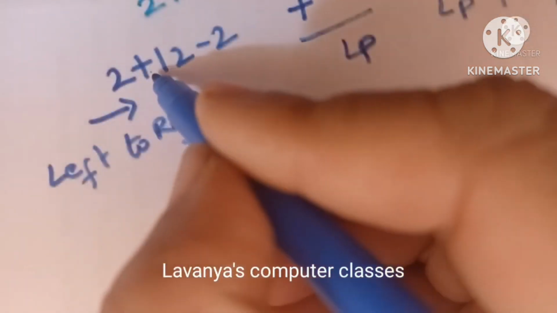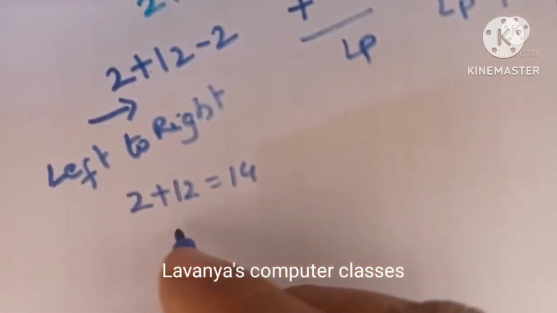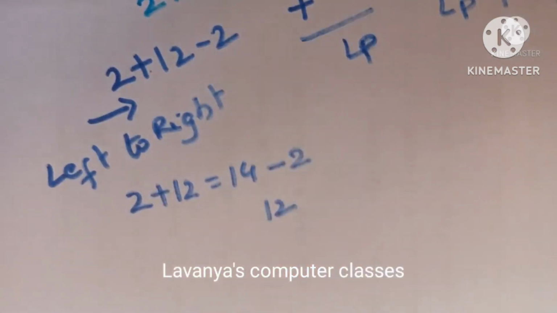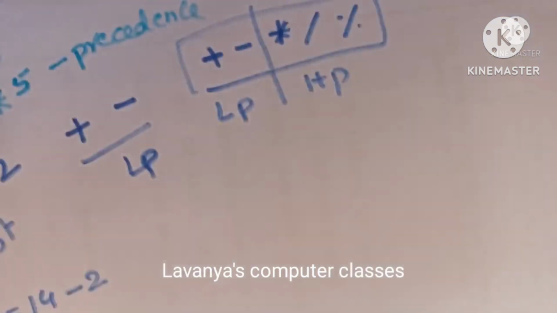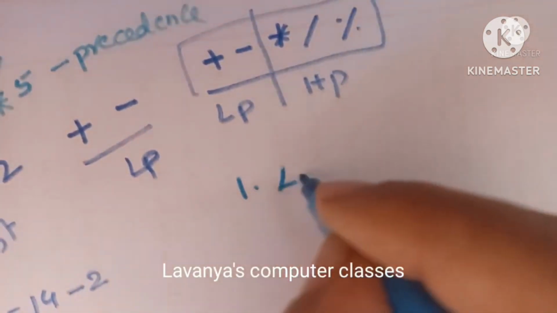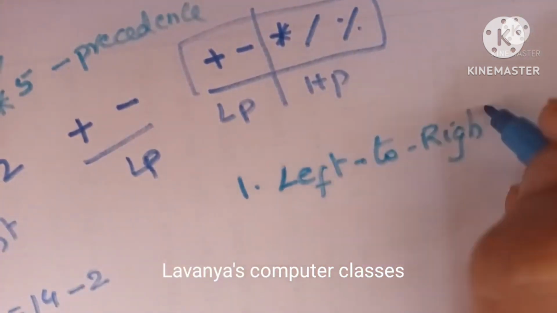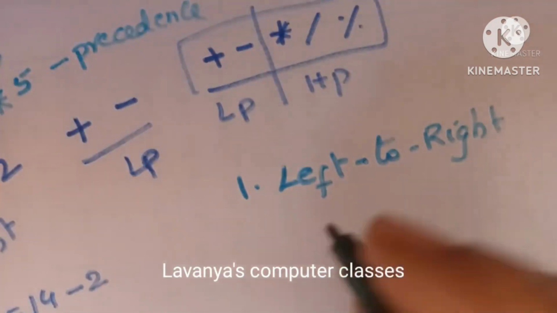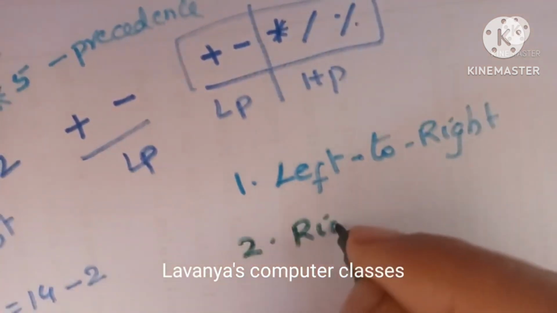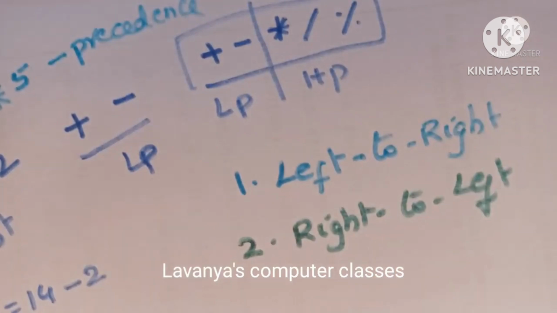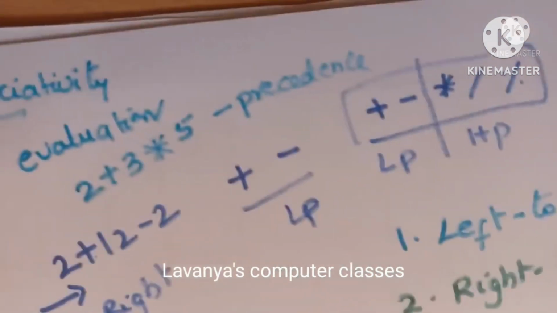We have to travel left to right. If you are traveling left to right, whichever operator is coming first, we have to execute that one. So 2 plus 12 comes first, that is 14. 14 minus 2 is 12. So for this expression, the answer is 12. There are two types of associativity: left to right associativity, and the second one is right to left associativity.